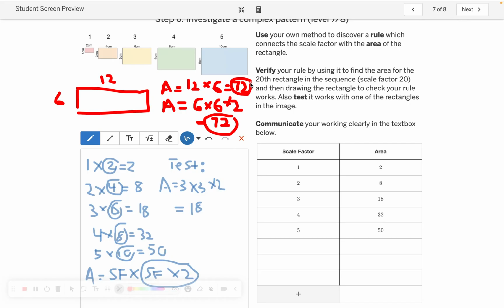So guys, I hope this gives you a nice little wrap up of what the Criterion B investigation always looks like. Some of the command terms that we generally use will be verify and testing. When it comes to writing a general rule, you are not bound by the fact that it has to be written as an algebraic equation. It could also be written in words as well.